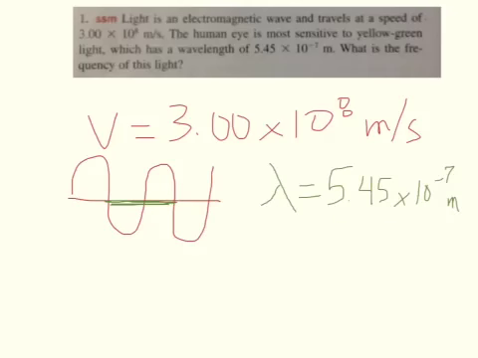Finally, the question is, what is the frequency of light? And frequency is the symbol F, and it's going to be measured in hertz. So we want to find out how many hertz. One equation that relates all three of these variables is velocity equals frequency times the wavelength. And from here, it's just simply plugging and chugging into the equation.